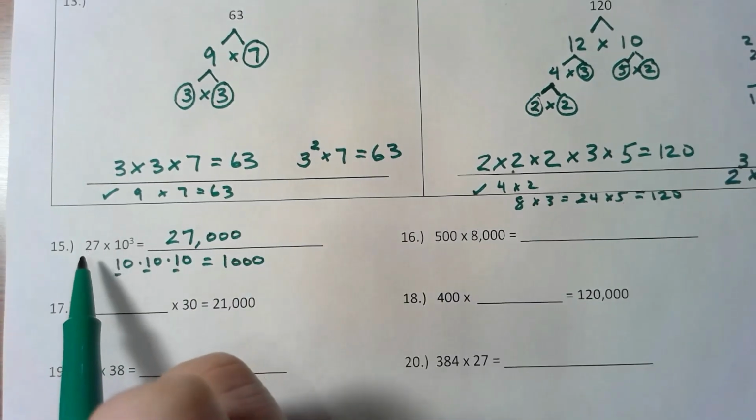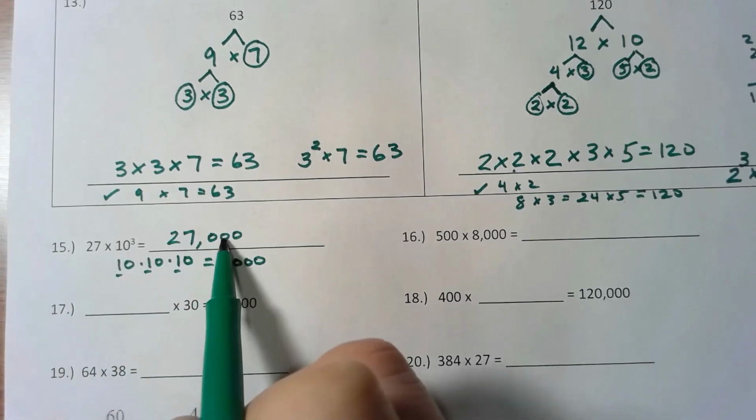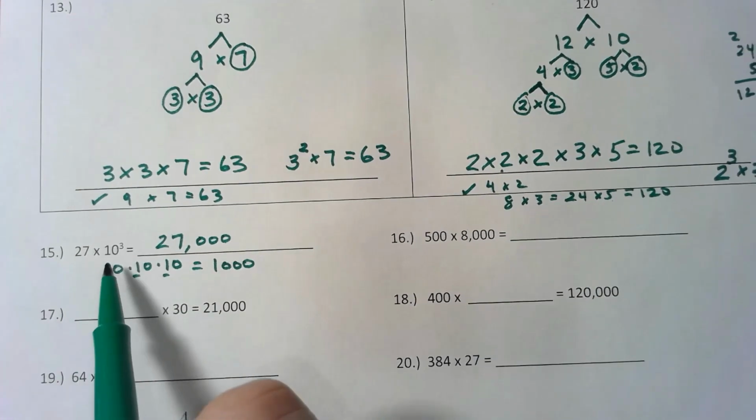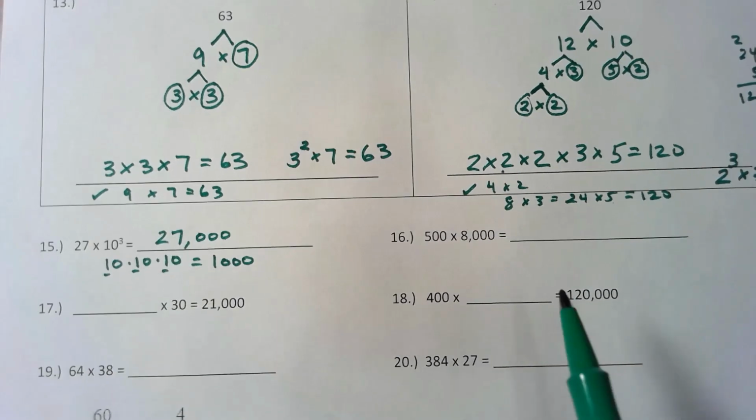You could have also thought of this as 27 with 3 powers of 10. So 27, 1, 2, 3 powers of 10. Remember that when you multiply by a power of 10, you just shift a digit to the left.